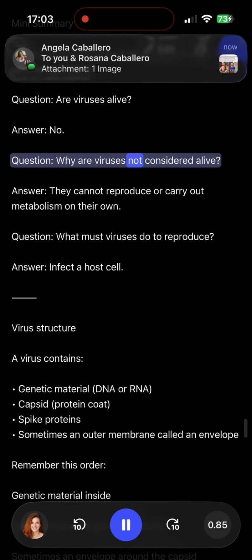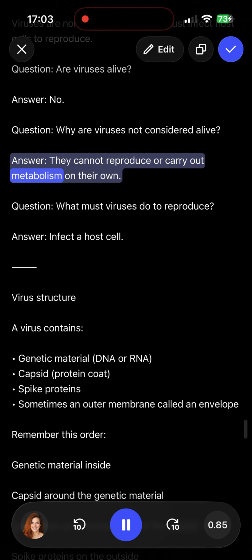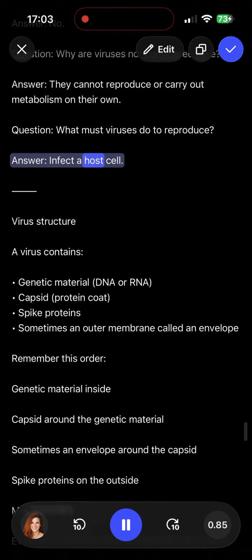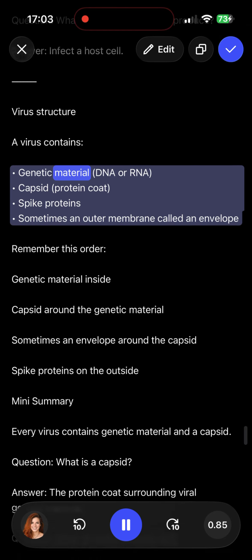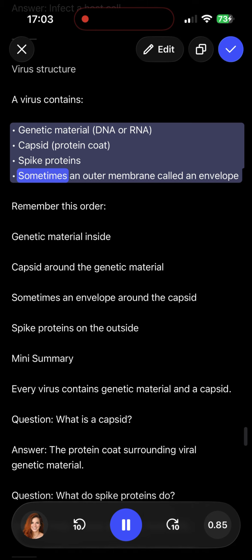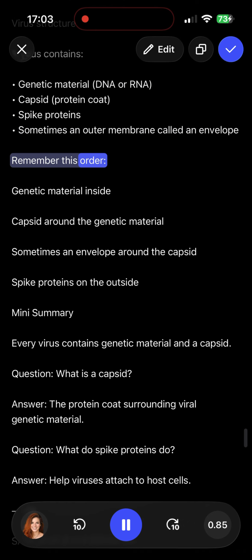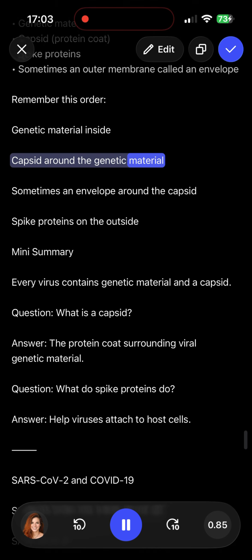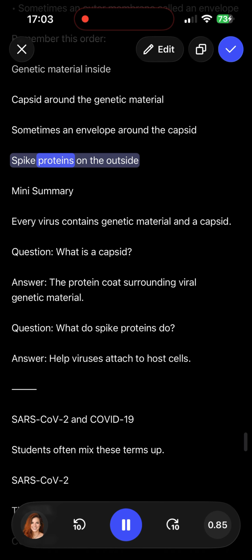Question: why are viruses not considered alive? Answer: they cannot reproduce or carry out metabolism on their own. Question: what must viruses do to reproduce? Answer: infect a host cell. Virus structure. A virus contains genetic material, capsid, spike proteins, sometimes an outer membrane called an envelope. Remember this order: genetic material inside, capsid around the genetic material, sometimes an envelope around the capsid, spike proteins on the outside.